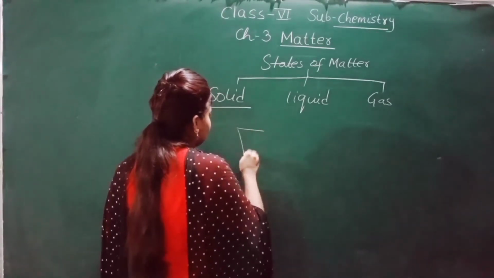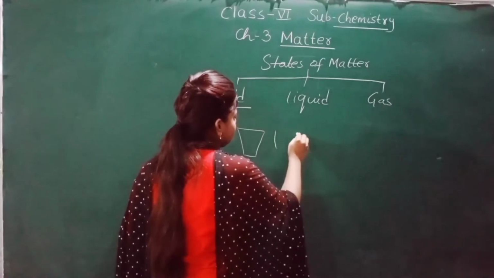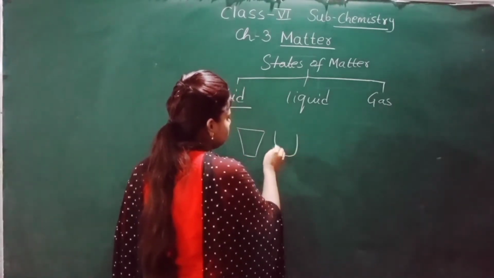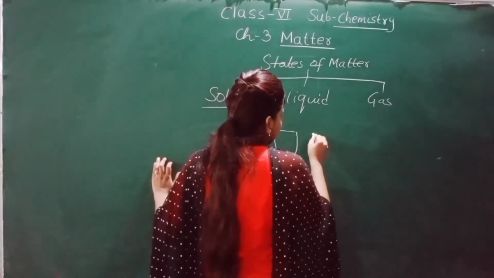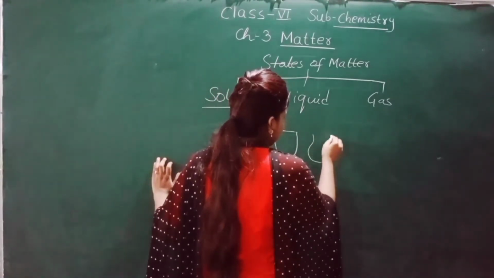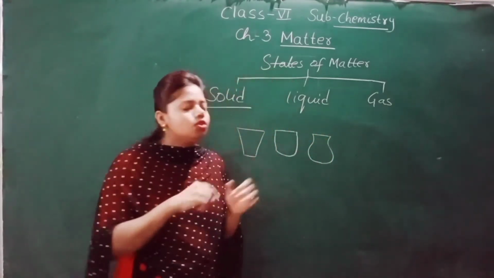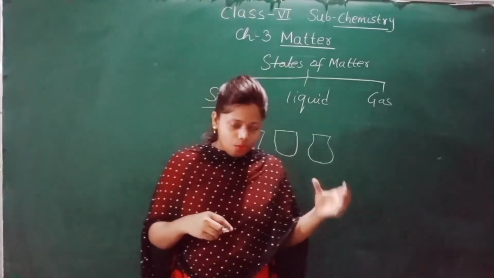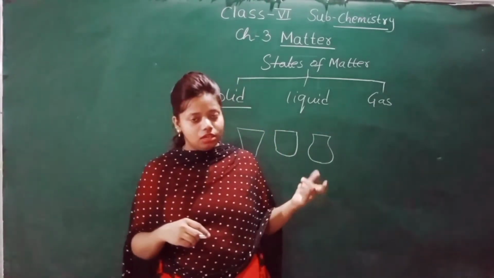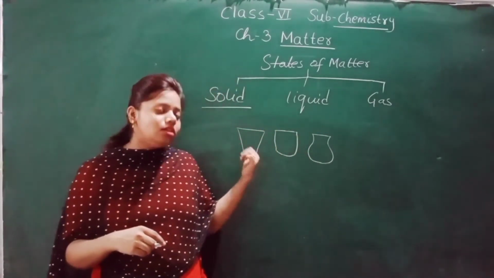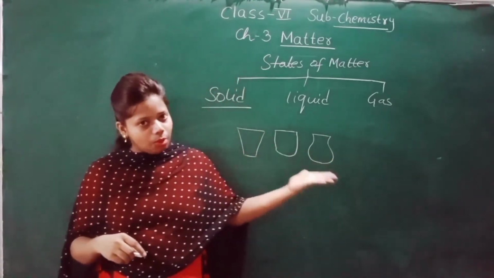You take one glass, and so many other shapes of glass come. You can take any shape, this type of shape also. So you will see that when you pour the 20 ml you have measured in the measuring cylinder into the different shapes of container, this was procedure number 1.